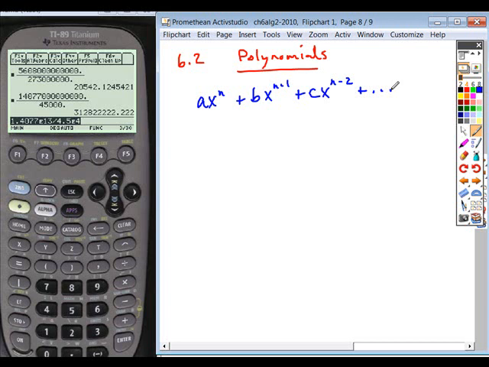So a polynomial is an expression that's written as the sum or difference of numbers that have the following features. They have a coefficient. And now again, this continues. It can continue depending on how high your power is.